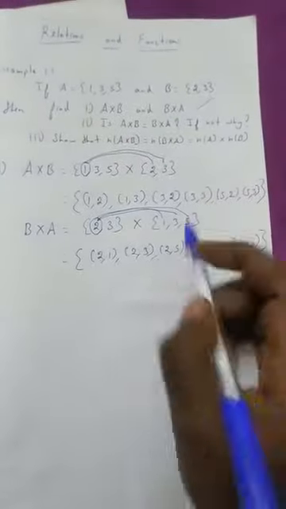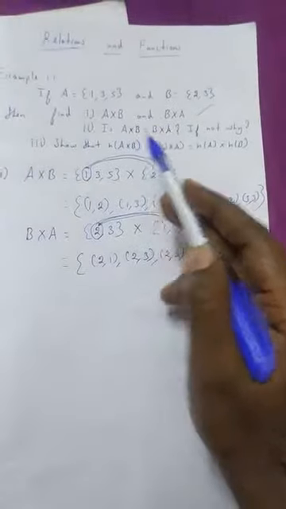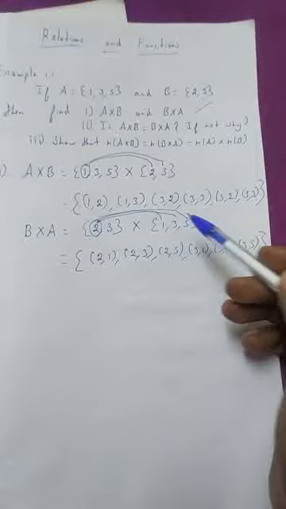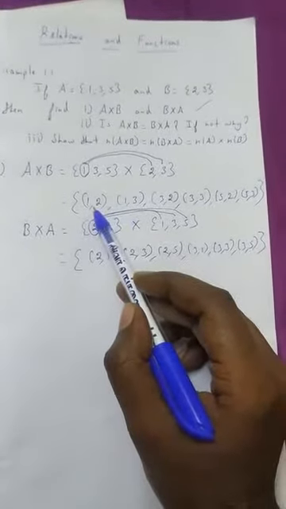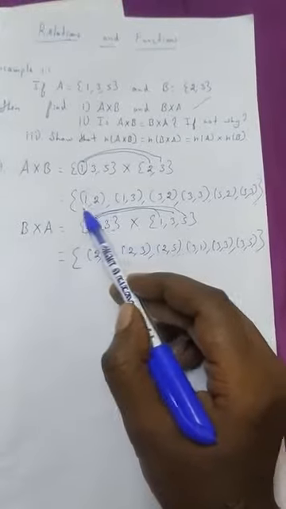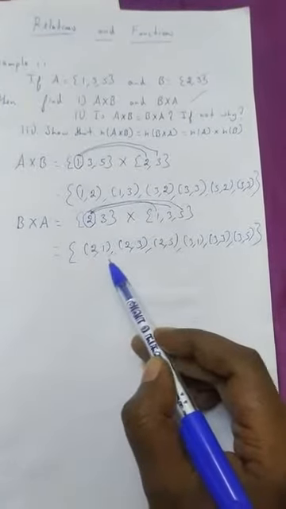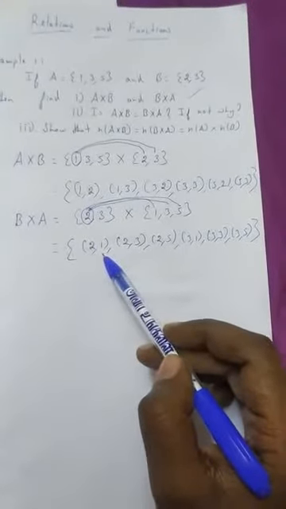What is the second subdivision? Is A cross B equal to B cross A? So they are asking if A cross B and B cross A are equal or not. If you check, the elements are in ordered pairs here. What is the first ordered pair here? 1 comma 2. And what is the ordered pair here? 2 comma 1. 1 comma 2 is not equal to 2 comma 1. The order is different here, right?